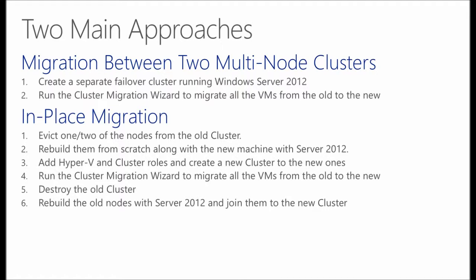And then what you can do is run the cluster migration with it, to move all the VMs or services and applications from the old cluster to the new cluster. So once it's done and everything is up and running, you basically destroy the old cluster, and then you rebuild all the old nodes and join them to the new Windows Server 2012 cluster.